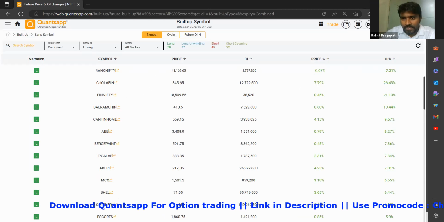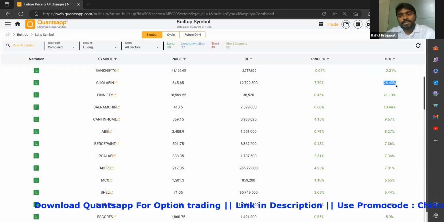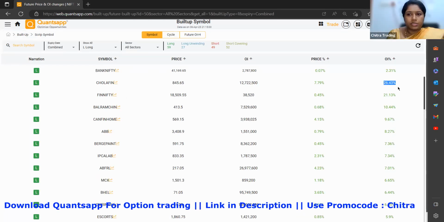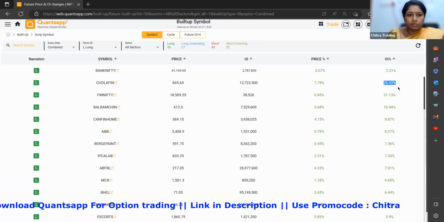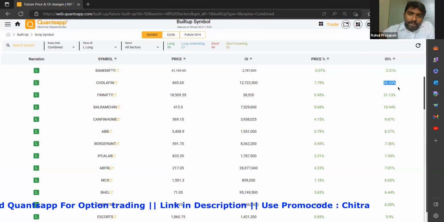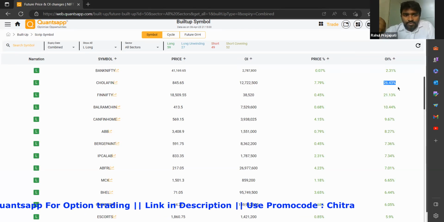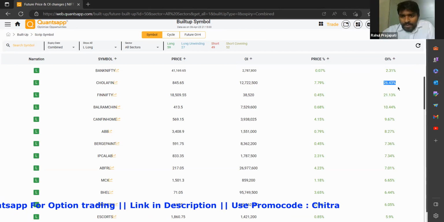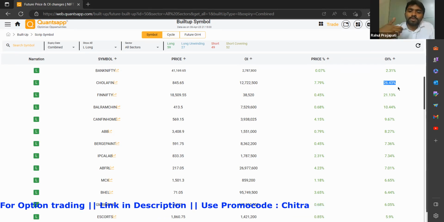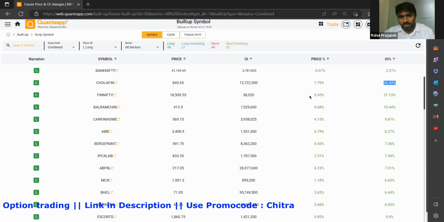Chola Finance's price went up by approximately 8%, and open interest increased by a massive 25-26%. So that's a clear-cut long position happening in this. Long positions, how? People are buying, as soon as the seller is offering a higher price. People are ready to buy at any price the seller is offering. So it's good buying happening in this particular stock. That's the first condition.